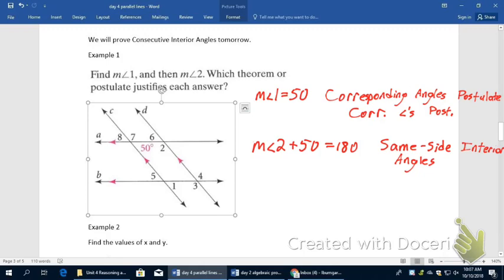Now that's my setup. Every time you have same side interior angles, they will add up to 180. Now I do have to do a little bit of solving on this pair, where I'm going to subtract 50 from both sides. That is going to result in the measure of angle 2 being equal to 130 degrees, which is my final answer there.